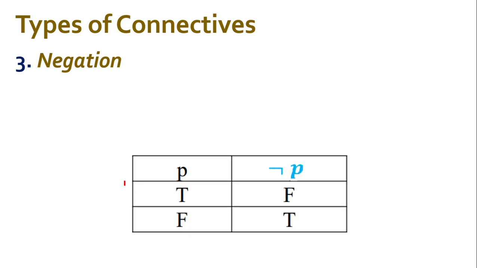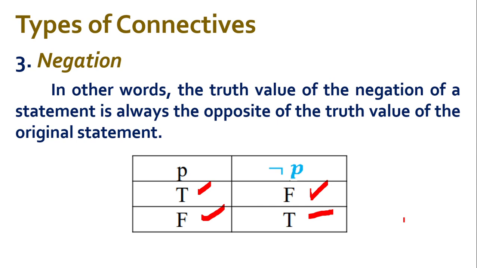Nakita mo, pagka yung P natin ay true, false yung not P natin. Pero pag yung P natin ay false, true yung not P natin. Baliktaran lang siya, so yan lang tatandaan mo dyan. In other words, the truth value of the negation of a statement is always the opposite of the truth value of the original statement. Makita mo magkabaliktad siya ang dalawa.